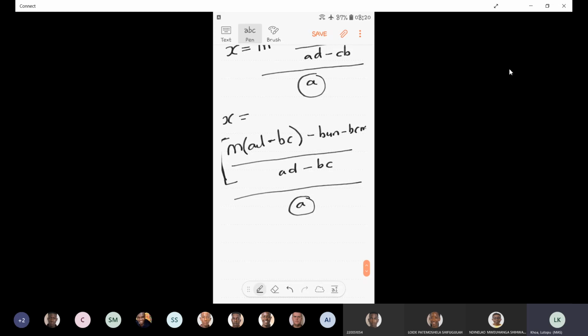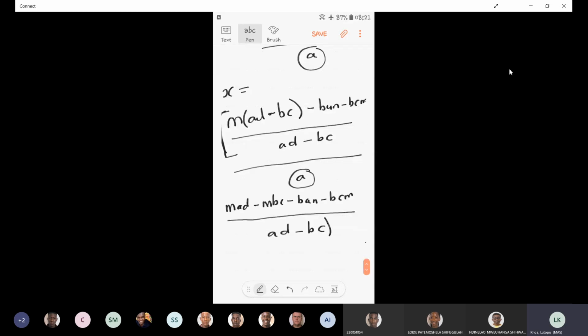So when we do that, let's see what we get. We have MAD minus MBC minus BAN minus BCM. Then we divide by AD minus BC. And then when we divide by A again, this multiplies by A. Okay, so what we want to do is, if we can simplify this, maybe this is going too long. I think it might have been easier to work out X in the same way that we worked out Y. Trying to see what can cancel. This is not really helpful.